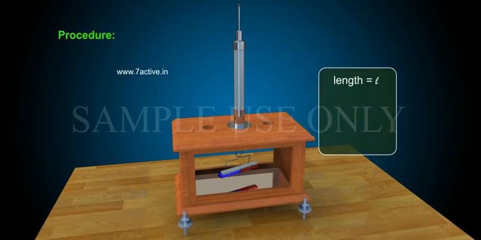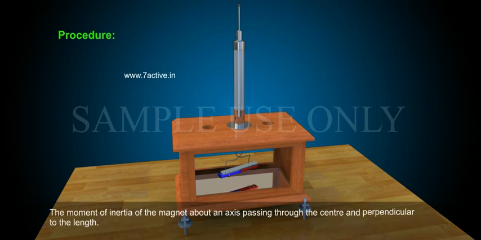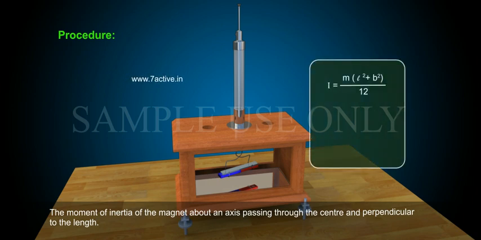The length L, breadth B, mass M of the magnet are determined. The moment of inertia of the magnet about an axis passing through the center and perpendicular to the length, I, is equal to M into L square plus B square by 12.